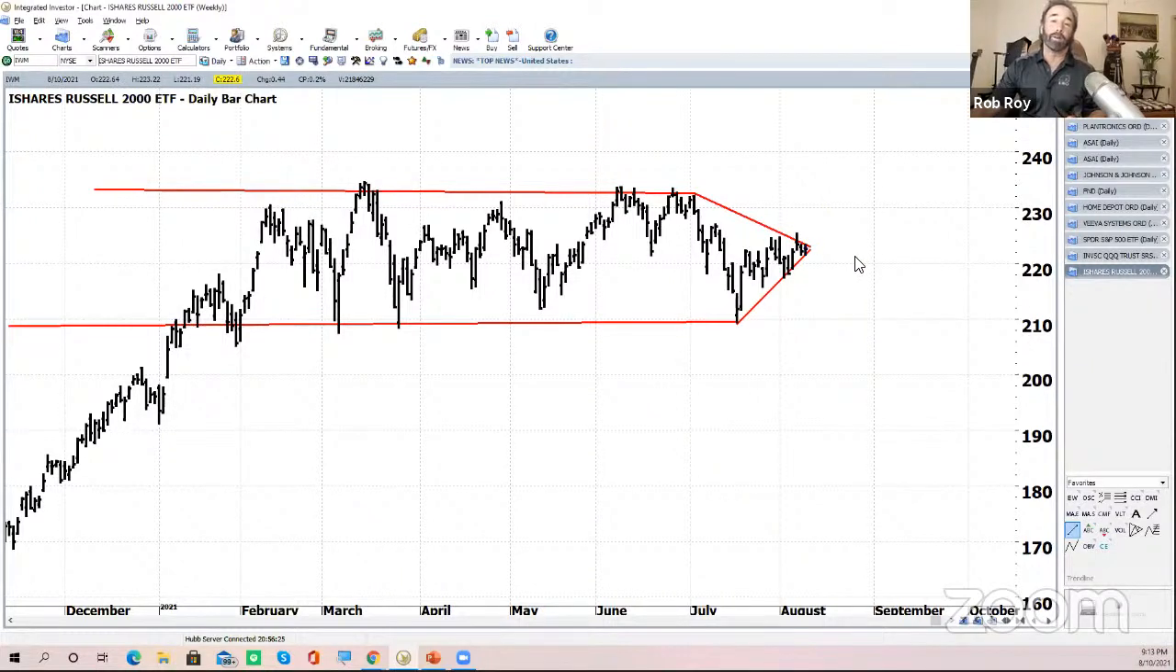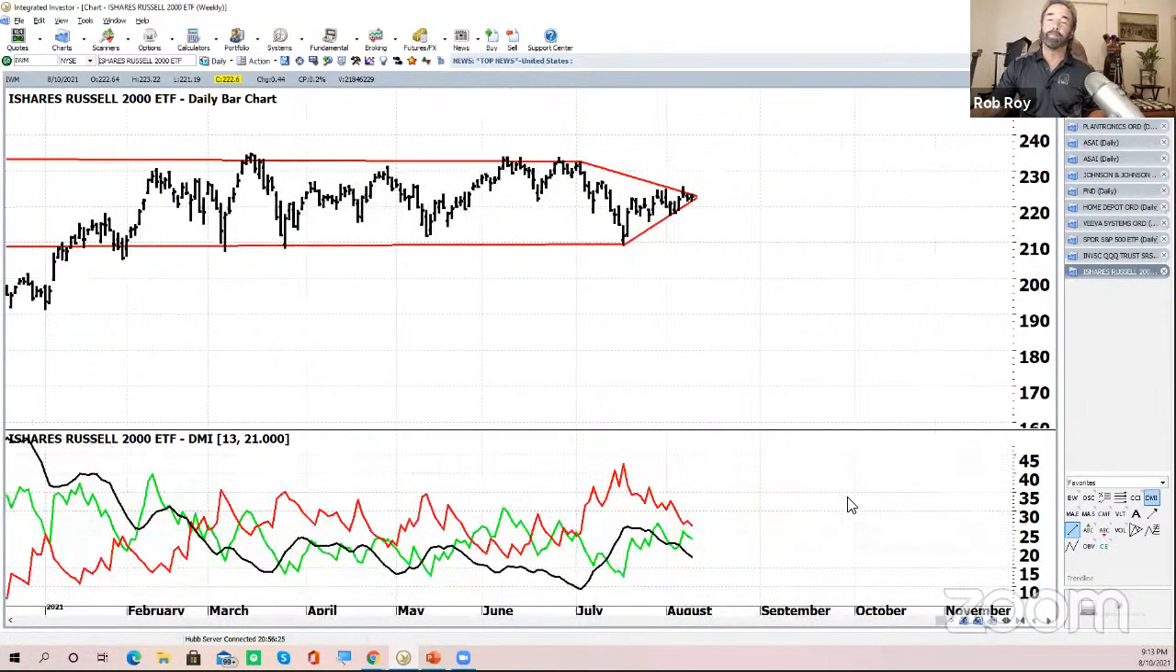Are they going to reemerge? They've certainly been consolidating for long enough that you could see the small caps come back into favor and make a break from here. We look at the DMI, not really giving us any kind of a signal there.